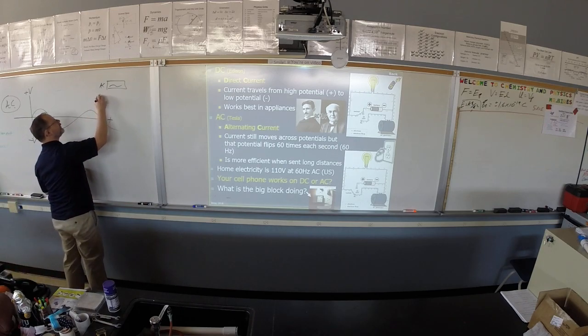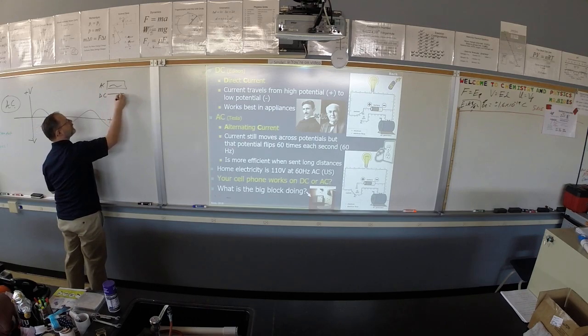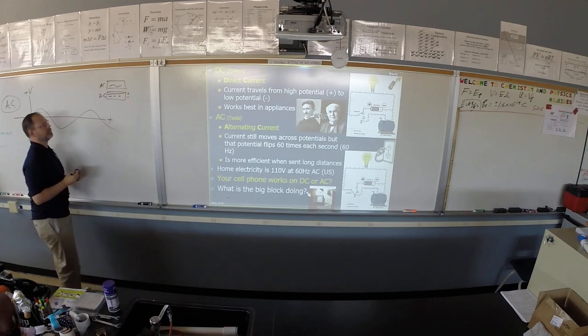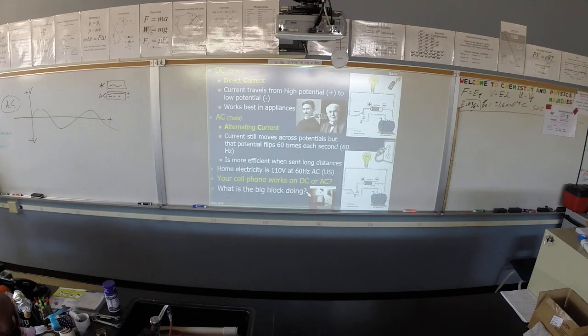The output symbol for DC looks like this. It's one straight line and three little lines representing the positive and the negative potential. That's a symbol for DC.